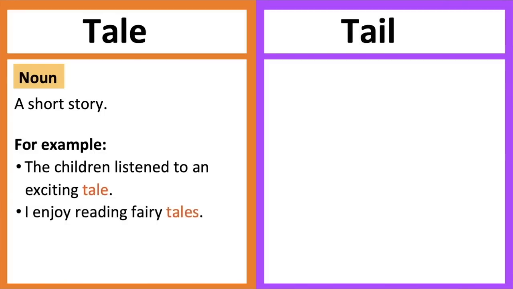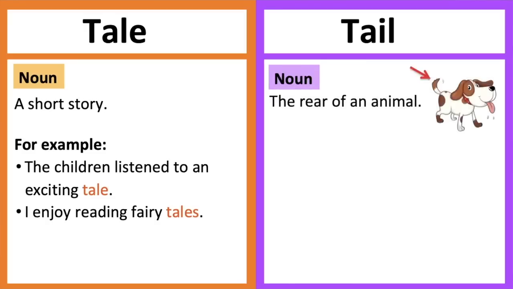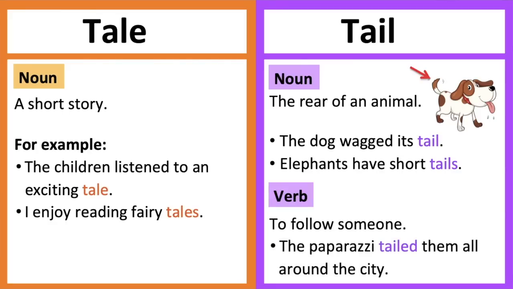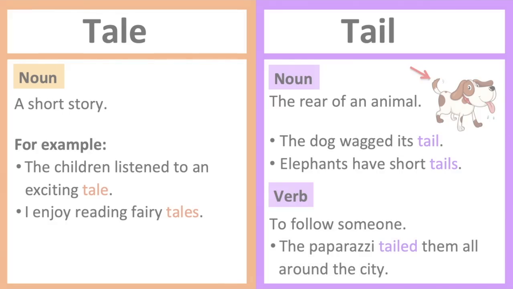Tail. Tail can be a noun or a verb. As a noun, it refers to the rear elongated part of an animal's body. For example, the dog wagged its tail. Elephants have short tails. As a verb, it means to follow someone. This can be in secret. This is an informal word. For example, the paparazzi tailed them all around the city.